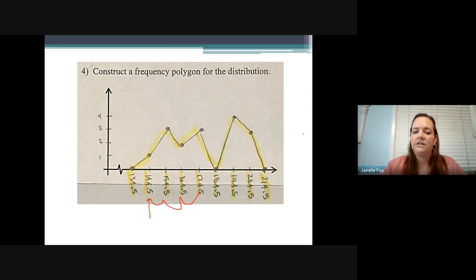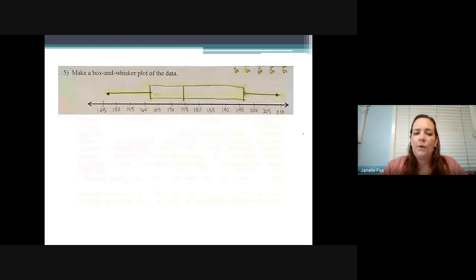And then this is what your frequency polygon will look like. For the box and whisker plot, and actually all the questions underneath it, you have to do some calculation. If you remember on the box and whisker plot, this value in the middle right here is the median. It has to be the middle value of the data.